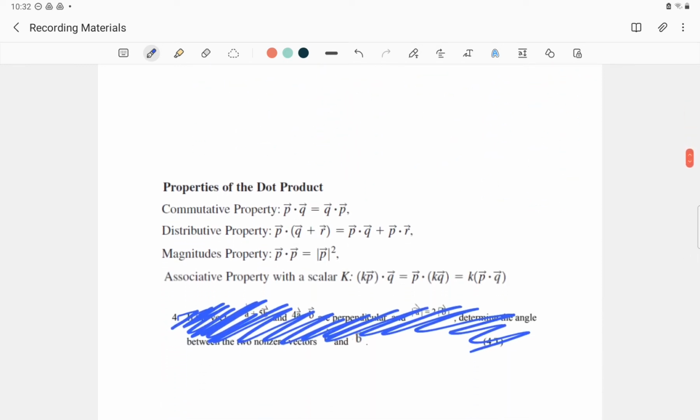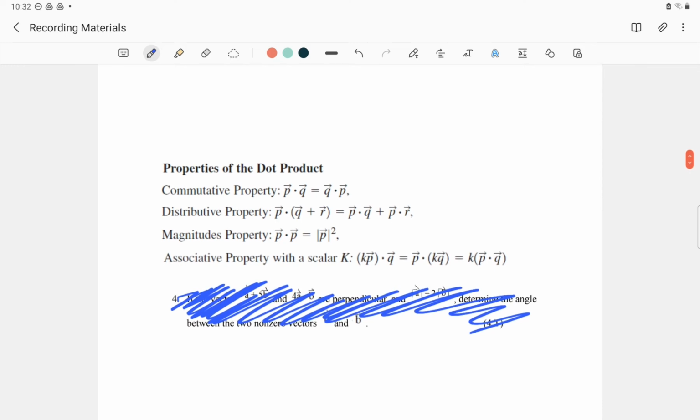So here are some of the properties of dot product. The first one, commutative property, which states that vector P times vector Q is the same as vector Q times vector P. And this is because the result is a scalar quantity, as it does not involve the direction at all.